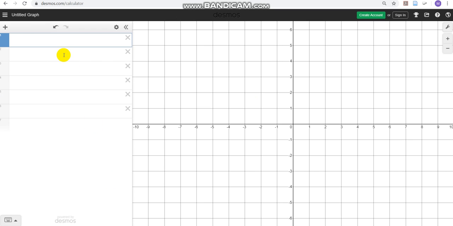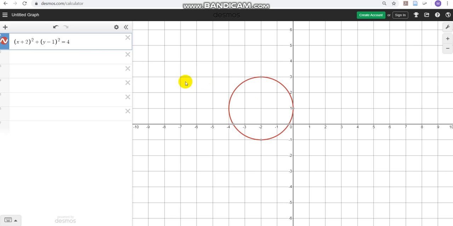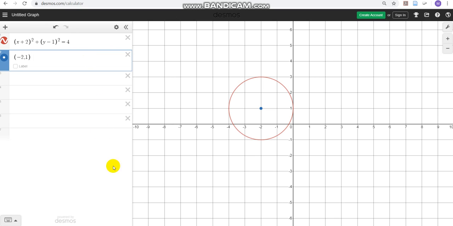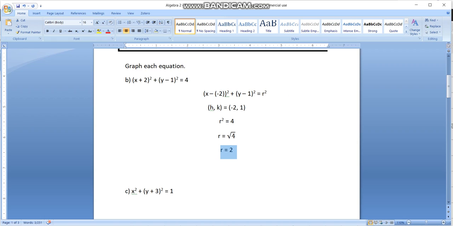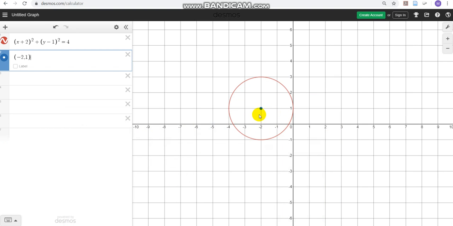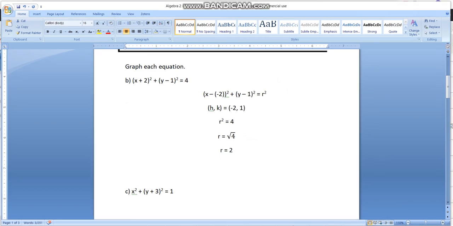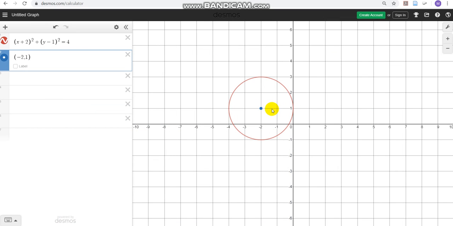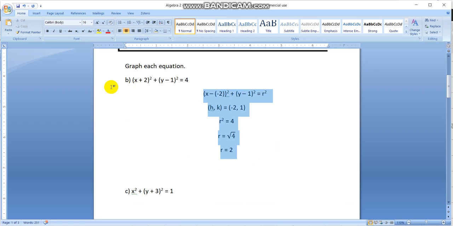So (x + 2)² + (y - 1)² = 4, and we're going to graph the center, which is -2, 1. You see this here, that's the center of the circle, -2, 1. The radius, if you see here, is 2 units long. That's represented by r squared. Okay. All right. Next one.